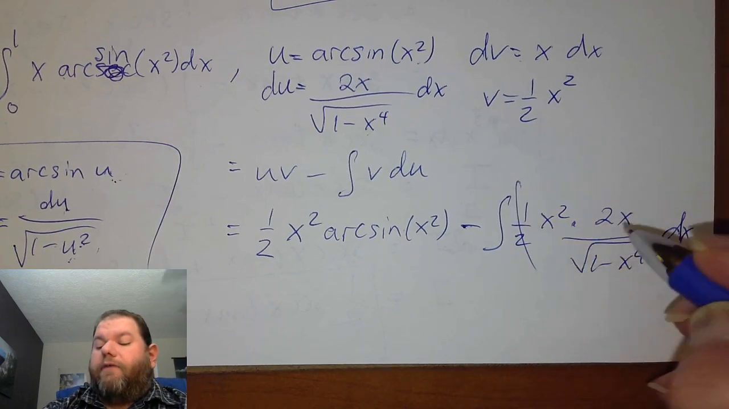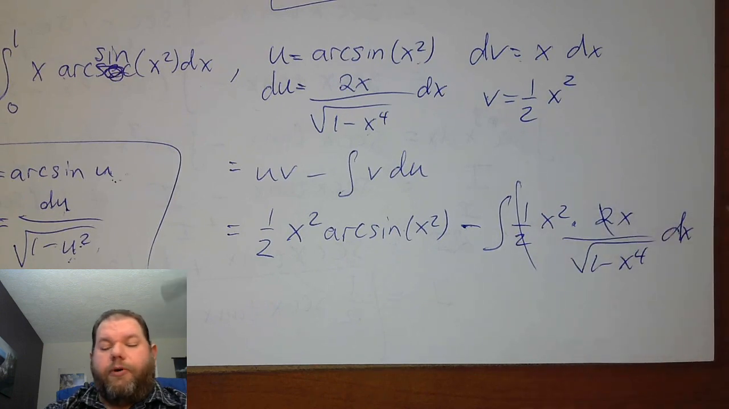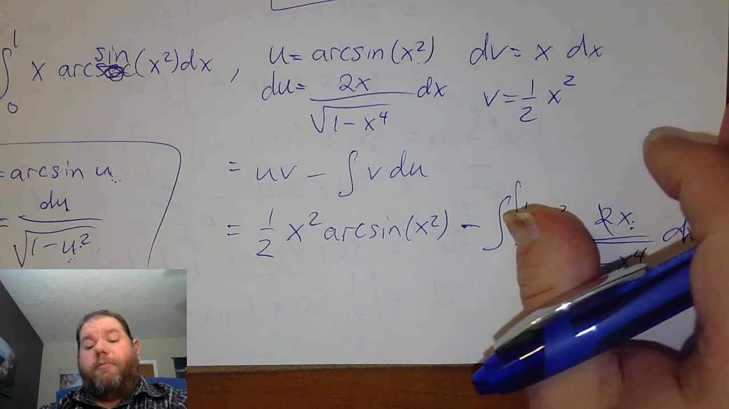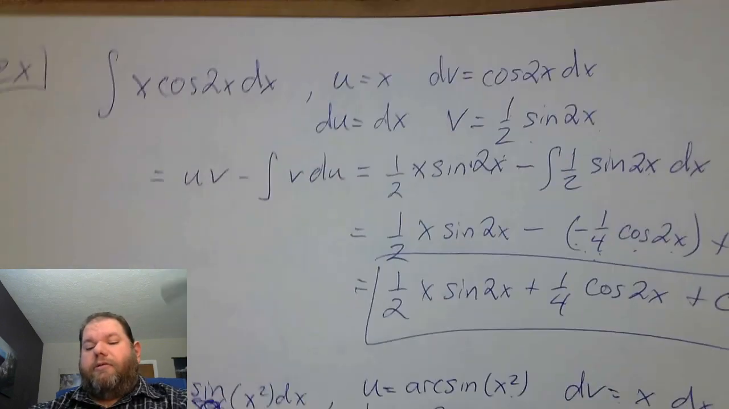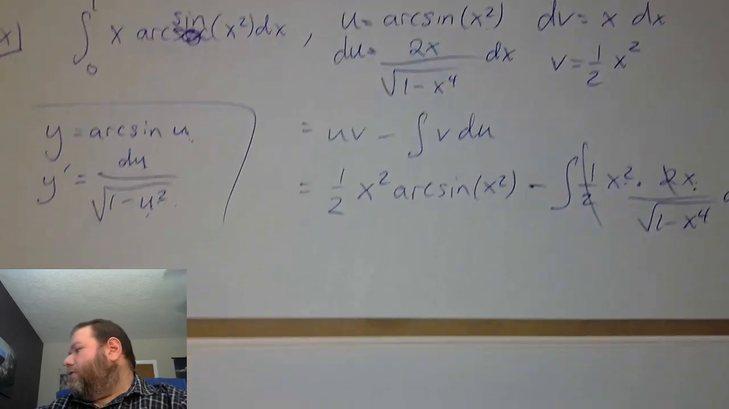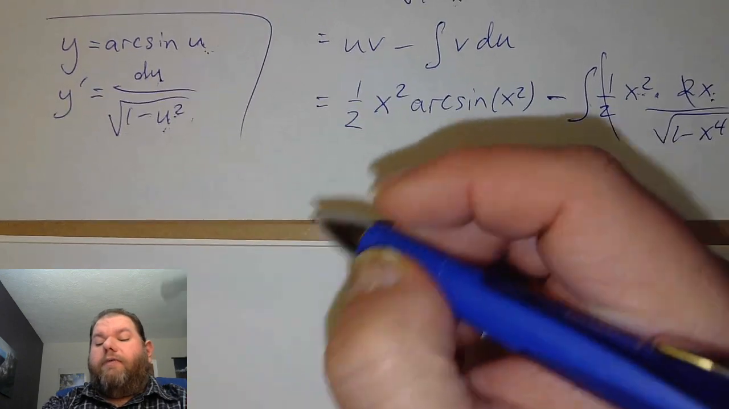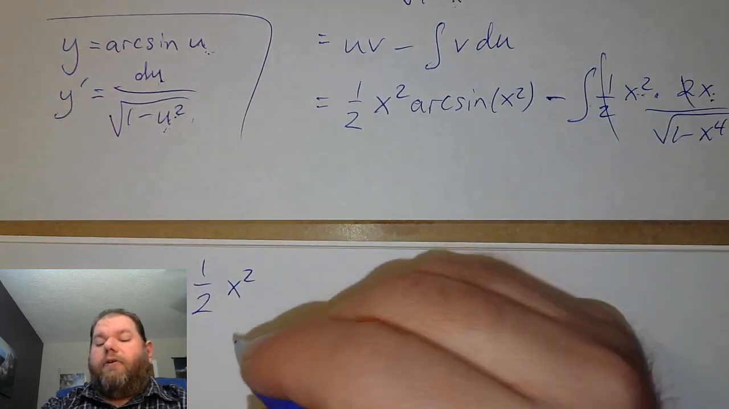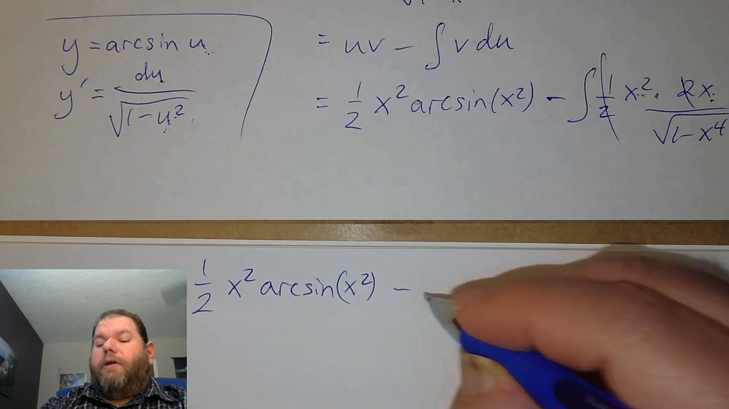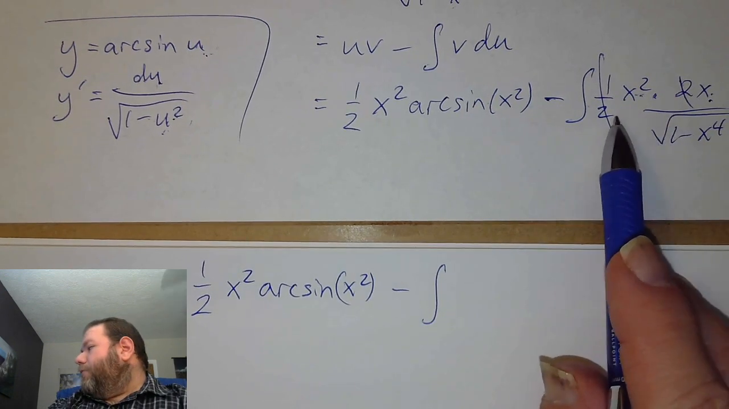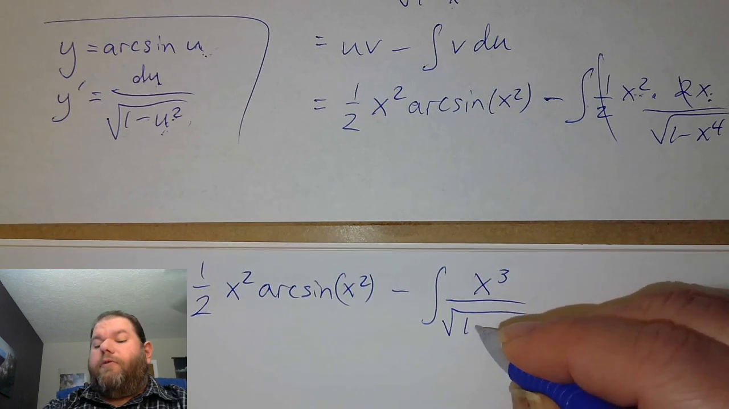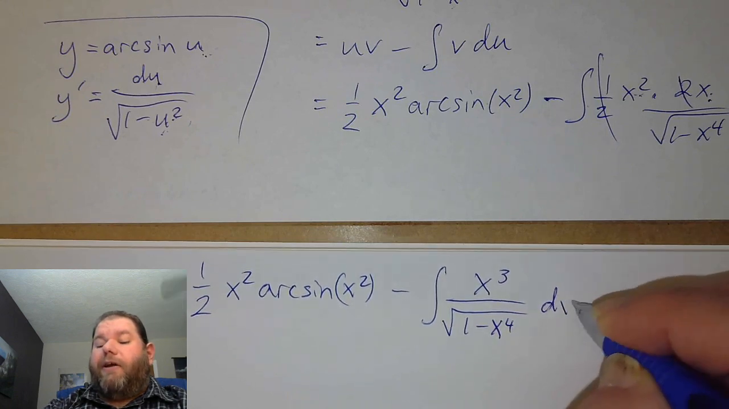Alright, our 1/2 and our 2 will certainly cancel out. It's 1/2 times 2 is 1. And then we have x squared times x. We can go ahead and make that an x to the third on the numerator. I am going to go to another page, though. Here's the back. Okay. So we have 1/2 x squared arcsine of x squared, minus the integral, and from here we'll have x to the third on top over the square root of 1 minus x to the fourth on bottom dx.